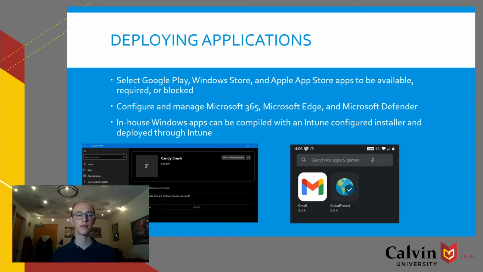One other thing you can do that I did not get a chance to look in depth at is deploying in-house Windows apps. They just need to be compiled with an Intune configured installer, and then you can create a deployment package through that. So we can see here the company portal on both Android and Windows. Of course, we have Candy Crush here because what more could the professors want?